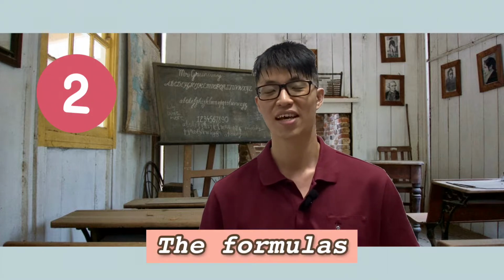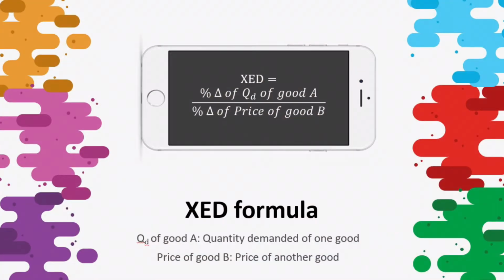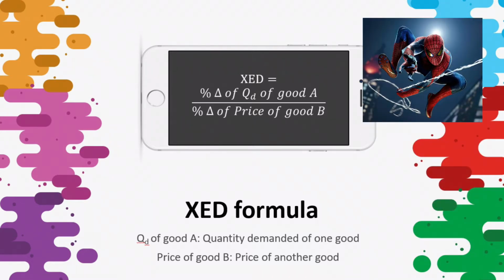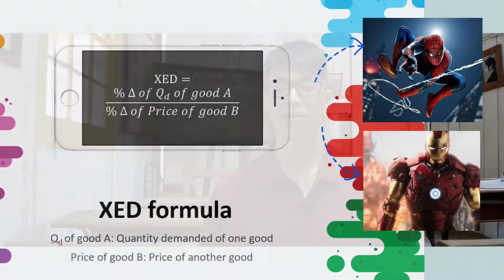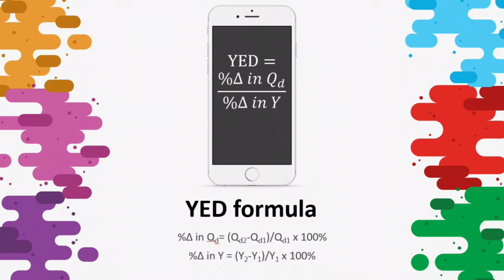Step number two, which are the formulas. The formula for XED is the percentage change of quantity demanded of the good of Spider-Man divided by the percentage change of the price of Iron Man. Just for example, good A and good B. And for YED, the formula is percentage change of quantity demanded divided by percentage change of income.